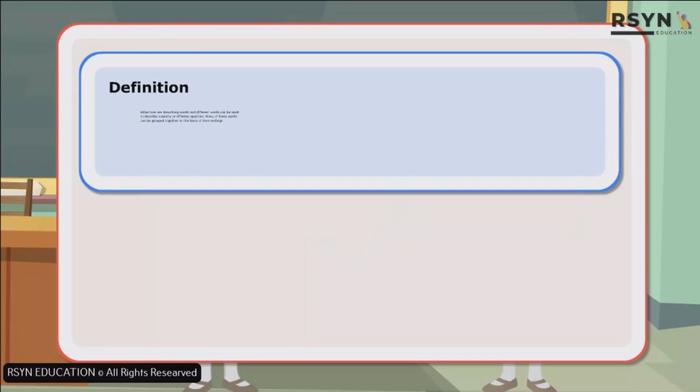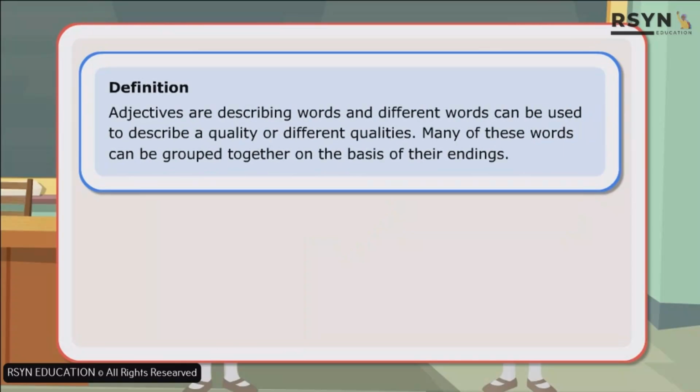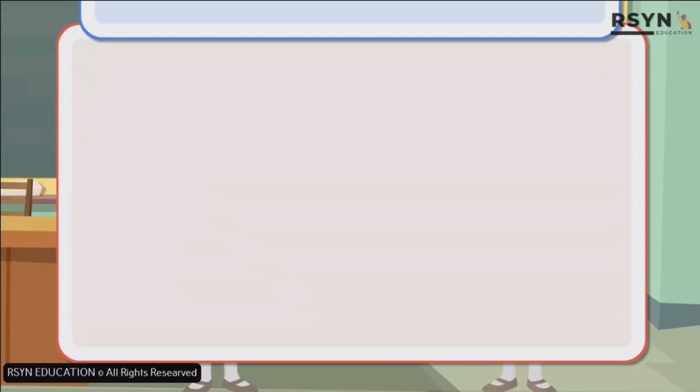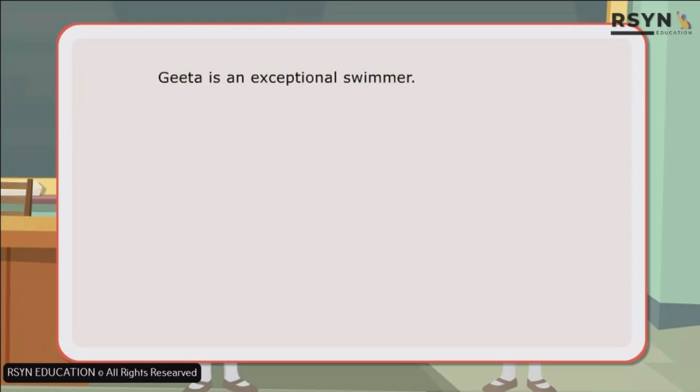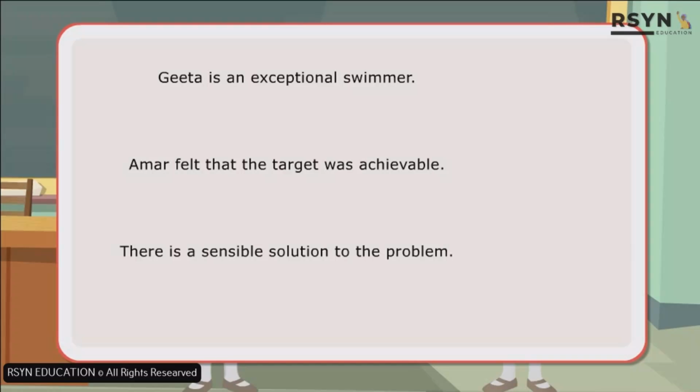Definition: adjectives are describing words, and different words can be used to describe a quality or different qualities. Many of these words can be grouped together on the basis of their endings. Let us look at a few sentences. Geeta is an exceptional swimmer. Amar felt that the target was achievable. There is a sensible solution to the problem.